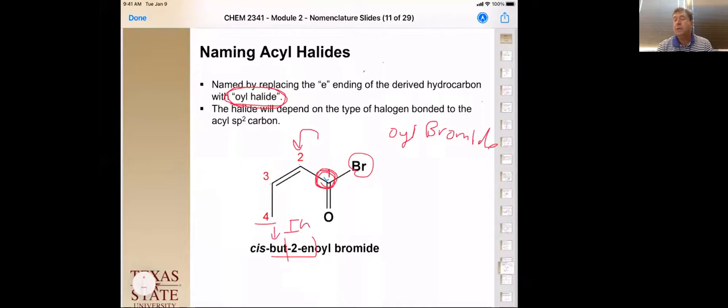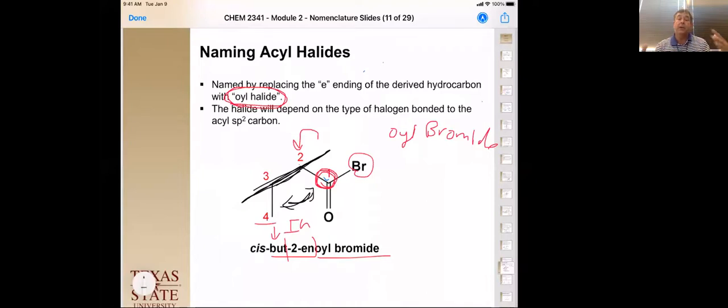Our but is the total number of carbons on our parent chain. The oyl is our functional group. And we have to decide what kind of structure our double bond has. We draw our axis through both carbons right here. Both substituents are on the same side of that axis, so it is cis.